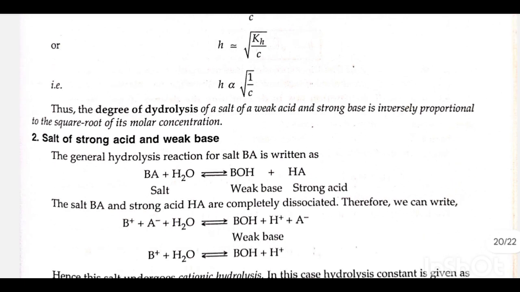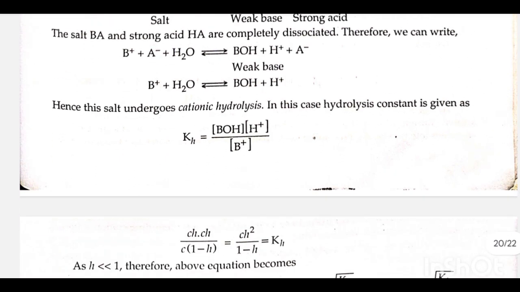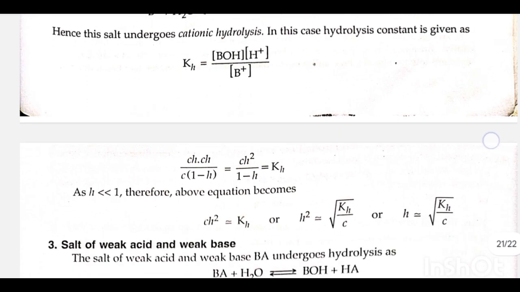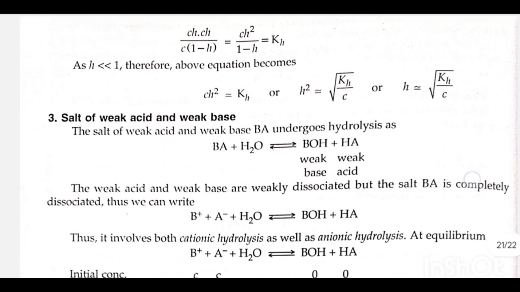Salt of a strong acid and weak base. General hydrolysis reaction of BA is BA + H2O ⇌ BOH + HA. Salt of BA and strong acid HA are completely dissociated. Hence, this salt undergoes cationic hydrolysis. In this case, hydrolysis constant is given as Kh = [BOH][H⁺]/[B⁺] = Ch²/(1 − h). Since h is less than 1, the above equation becomes Ch² = Kh. h is nearly equal to √(Kh/C).